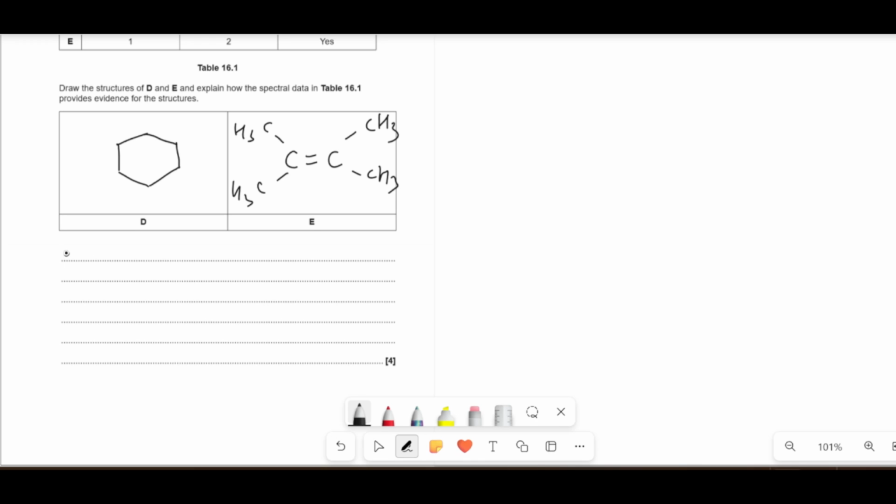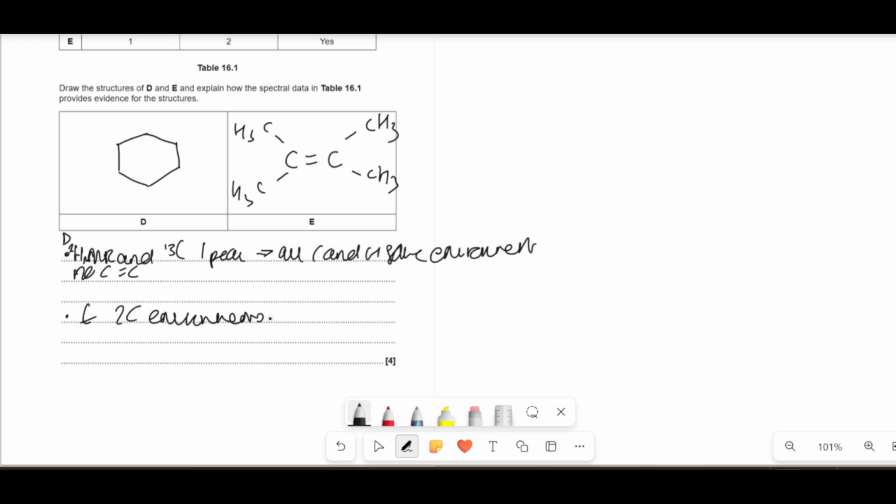So, I've just said it all verbally. For D, H in mass spectrum, and carbon 13, 1 peak, all C and H in the same environment. And then there's also no C double bond C. And then in E, 2 C environments, because there's 2 peaks. We know that there's a C double bond C there, and also all the H's are in the same environment, because there's only 1 peak. My handwriting is abysmal, I'm just trying to be fast. So these are all in the same environment, so there you go, done.